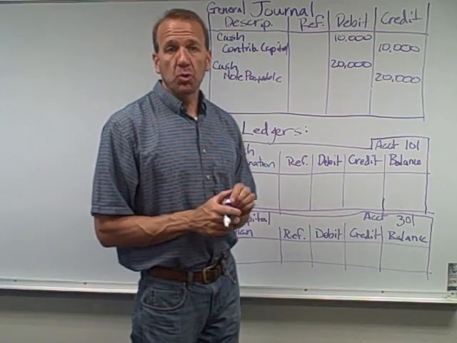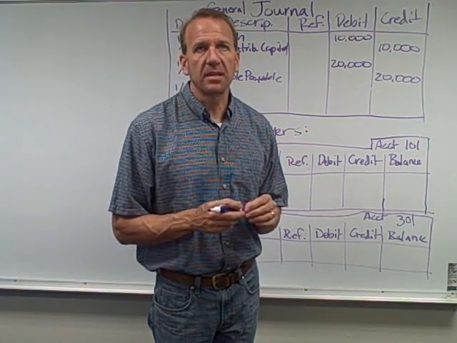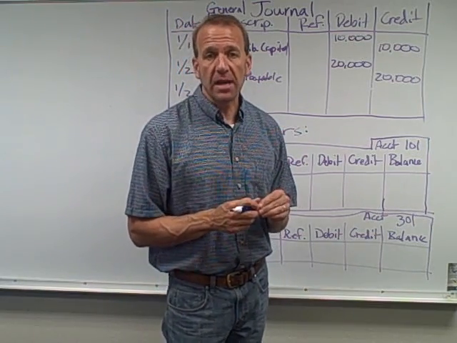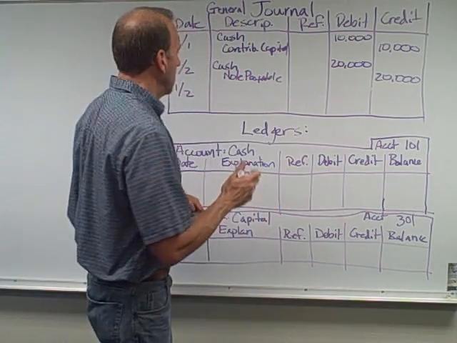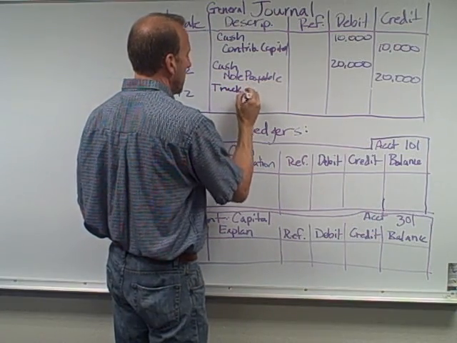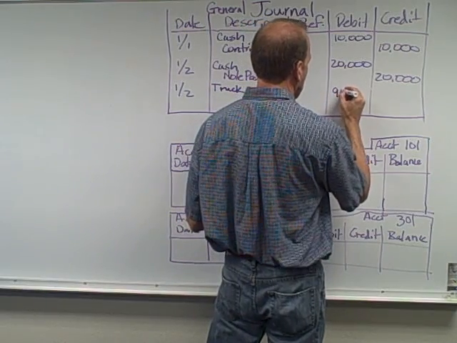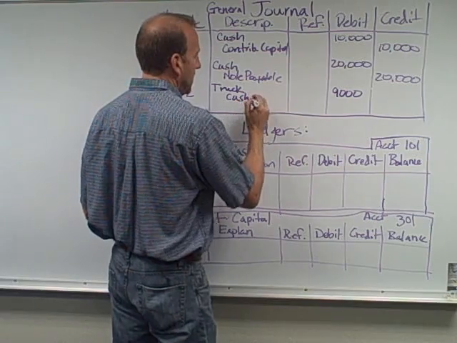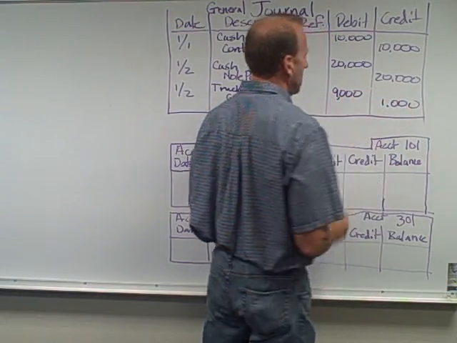Let's do one more transaction. Let's say that we're buying a truck, and the truck is costing us $9,000. Let's say we're going to pay $1,000 cash right now, and then we're going to have a note payable for $8,000. So our debit is the truck, because the truck's an asset and we're getting the truck, and I said we're getting it for $9,000, so we're going to put $9,000 there. I said that we're going to pay cash of $1,000, so there's the $1,000 there, all right?